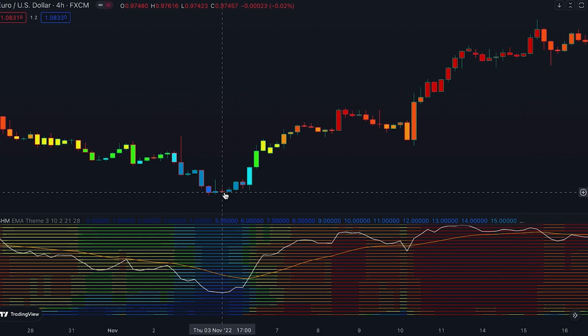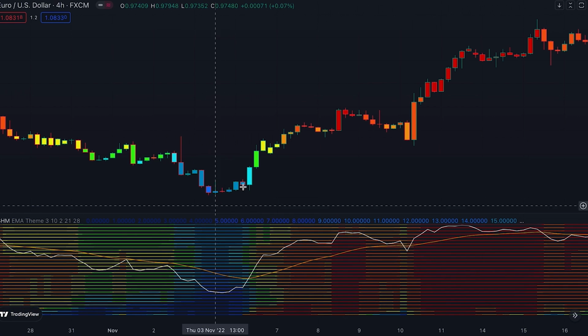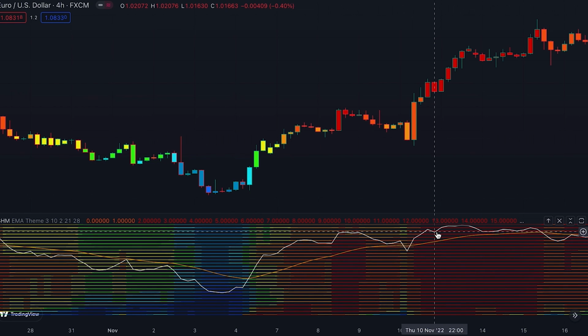And we can say that here the overall market sentiment on average is in the oversold condition, so we must look for buying opportunities here. Or here the overall sentiment of the market on average is in the overbought condition, and we must look for selling opportunities in these situations.